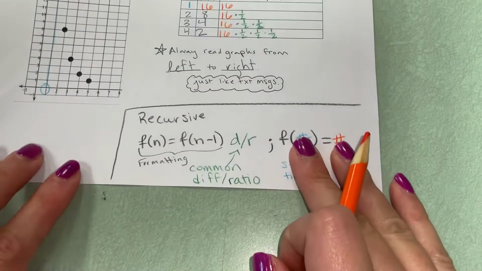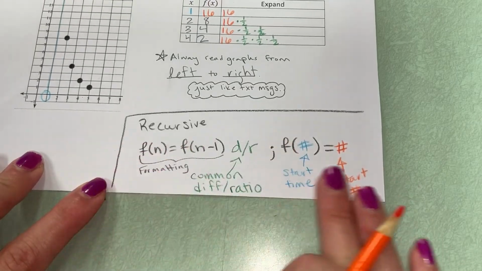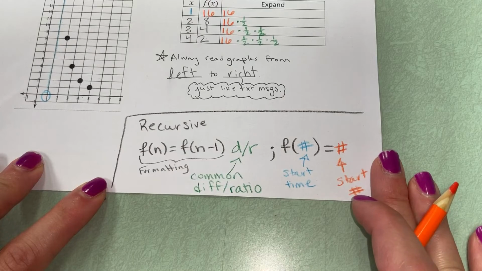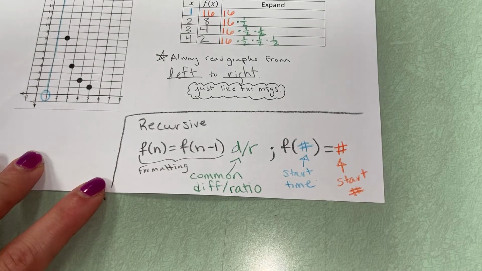All right, so the last little bit, I just want you to copy this out just so you know how to always write a recursive. This is no matter what. If you understand what's happening, go ahead and get started on your exit ticket and then your homework. If you need a little bit more, I got a couple more examples for you.